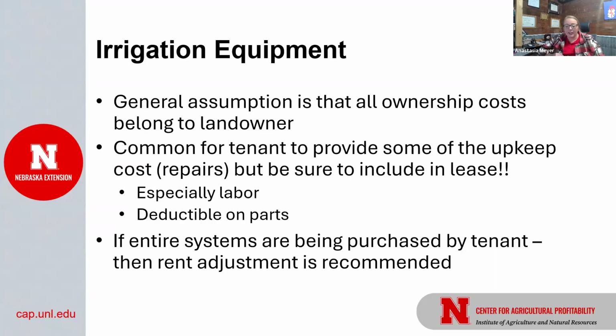I oftentimes see clauses in a lease for irrigation equipment saying that the tenant is going to cover the first $500 or $1,000 in repairs, and then anything above that is going to go to the landowner. Okay. But put it in a lease. Otherwise, all of those repair costs are the landowner's. If that pivot is being purchased by the tenant, then the rent needs to be adjusted, and there are calculations or survey results to say how much that rent should be adjusted by.